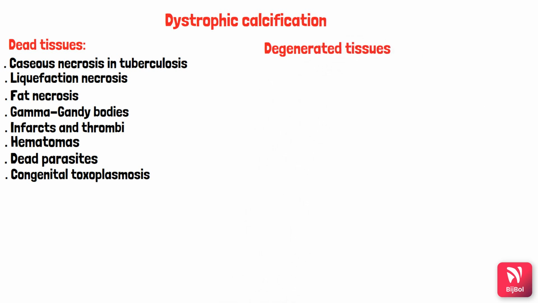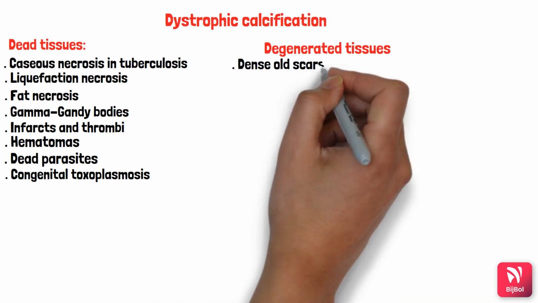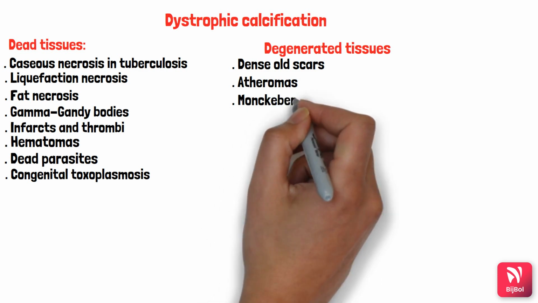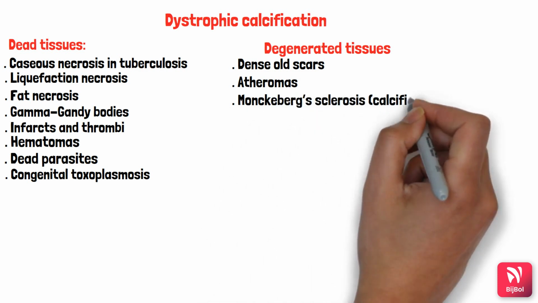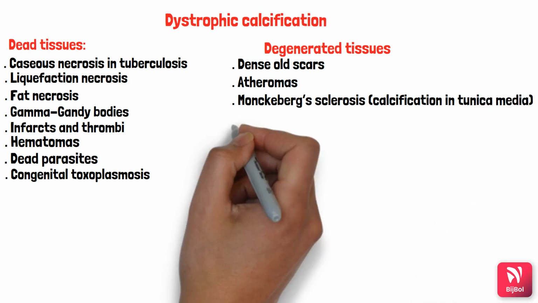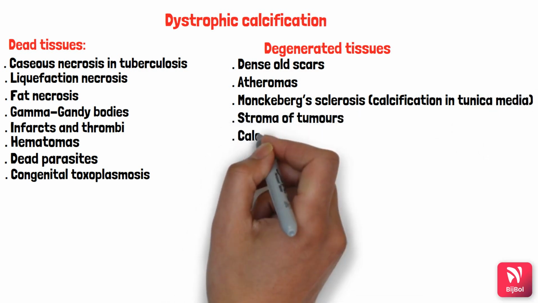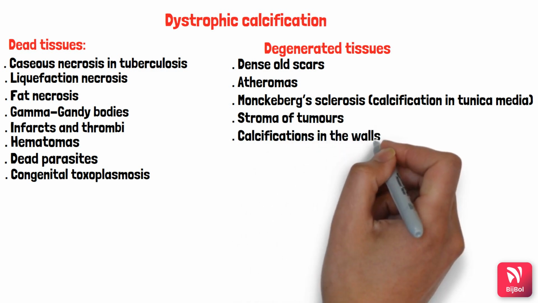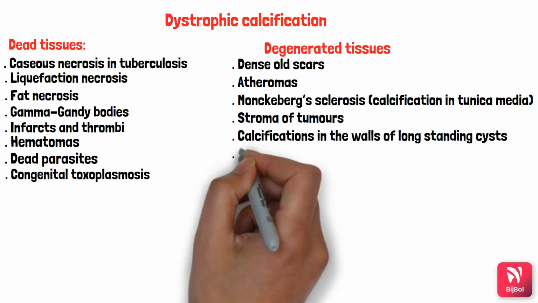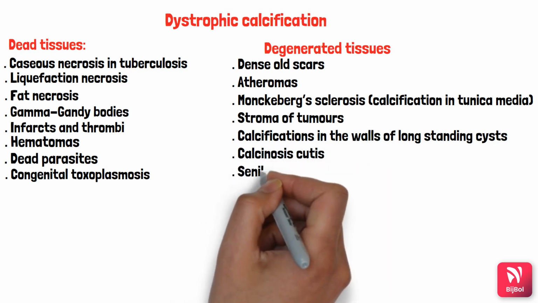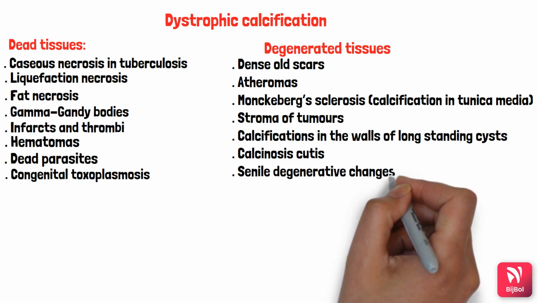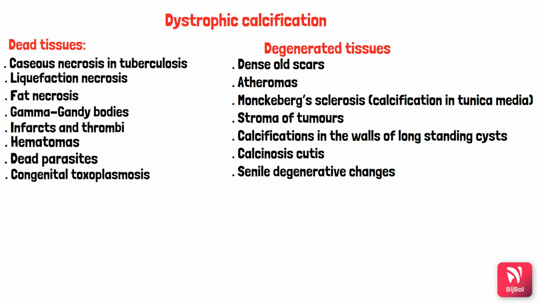Next we shall see about degenerated tissues which show calcification. So in case of dense old scars, these scars can turn into calcification. Atheromas in the aorta can turn into calcification. And the tunica media of arteries may show calcification, that is called Monckeberg sclerosis. Sometimes the stroma in tumors also may show calcification, and long standing cysts like odontogenic cysts may show calcifications. And in cases like calcinosis cutis and senile degenerative changes, these all might show dystrophic calcification. So this is about dystrophic calcification.